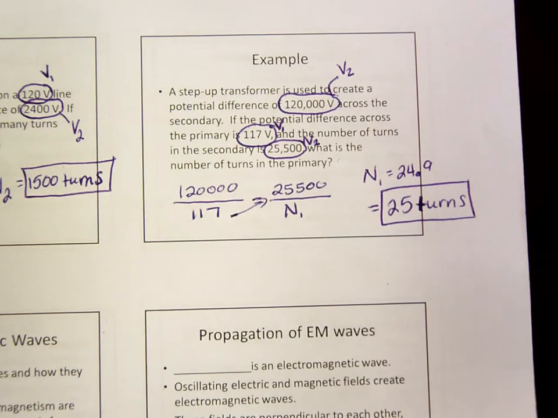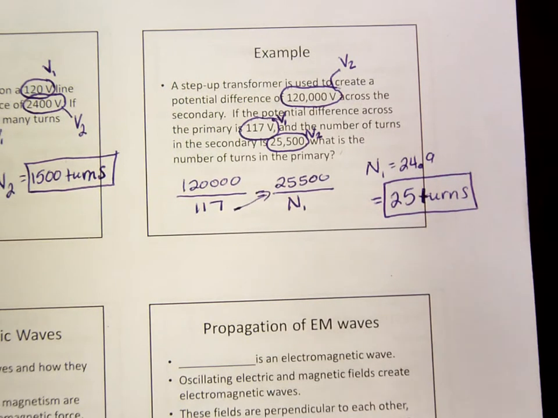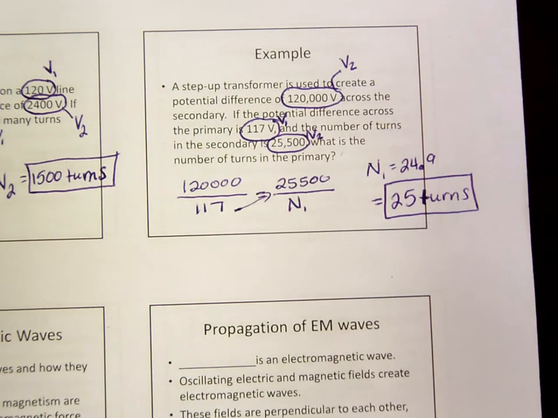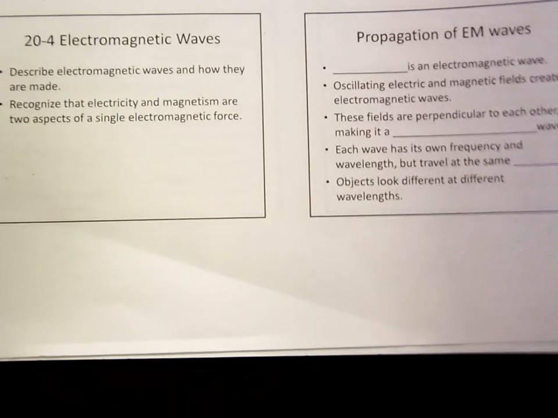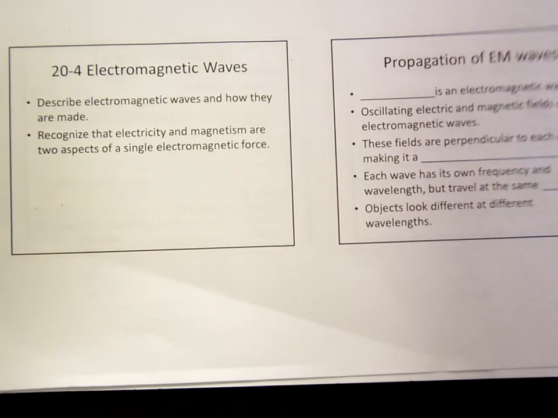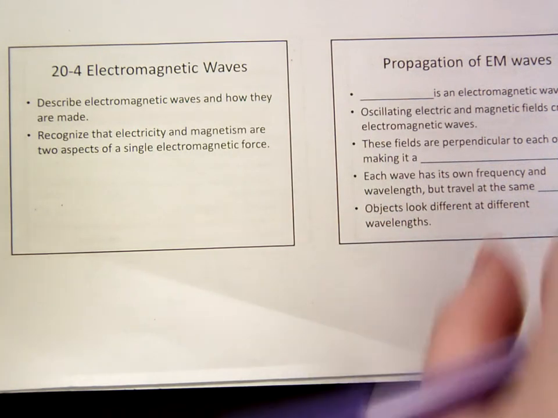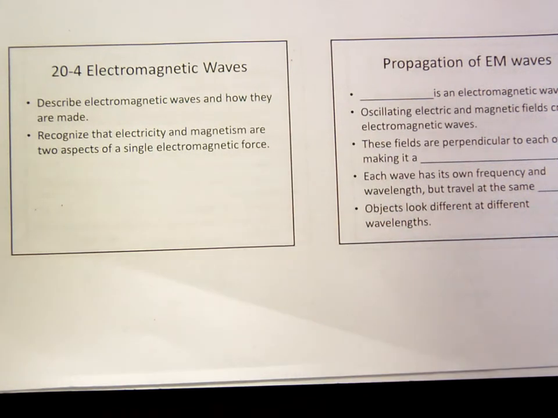Now, I'm going to go ahead and include 24 in this one because it's something we've already covered. We've already talked about this in chapter 13. So I'm just going to go ahead and do the review on this. We're going to be talking about different types of electromagnetic waves and how it relates to what we're talking about in this chapter.